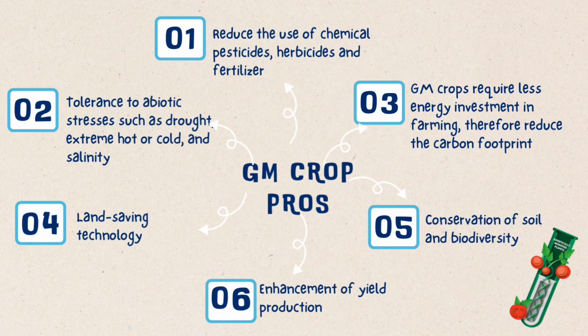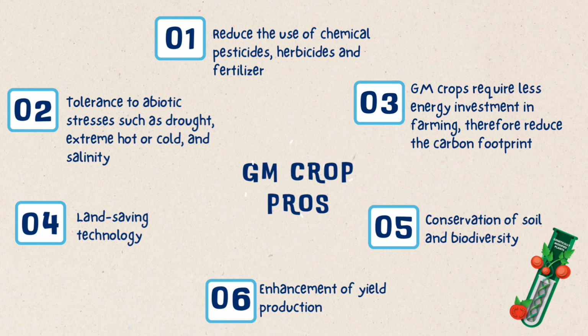Now let's take a look at the advantages of GM crops. As GM crops are modified with resistant genes against pests and disease, they may reduce the use of chemical herbicide, pesticide, and fertilizer. They also require less energy investment in farming, therefore they help to reduce the carbon footprint.